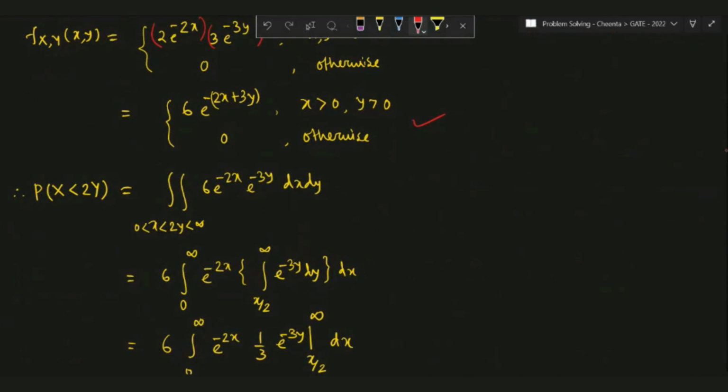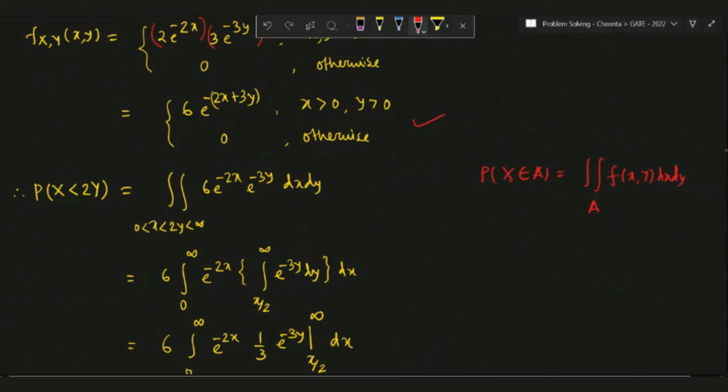To find the probability of X less than 2Y, we need to integrate over that region, since the probability that X belongs to A equals the integral over the region A of the given PDF. So this formula gives us the integral with 0 less than x less than 2y less than infinity. We need to find this required probability, and we also have x greater than 0, y greater than 0. So the boundary is the line x equal to 2y.